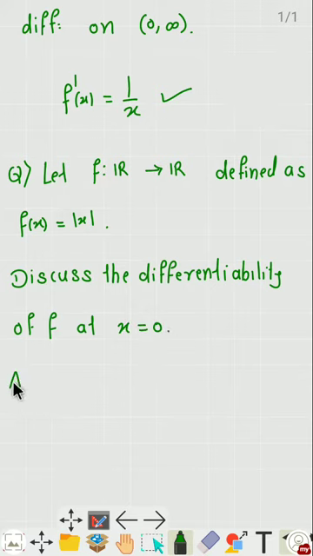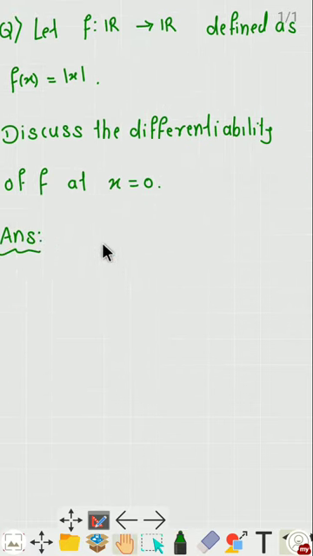So let us write the answer for this question. The given function is f of x is equal to mod x on the set of real numbers, and we have to check the differentiability at x is equal to 0, which means we have to check whether this limit exists.